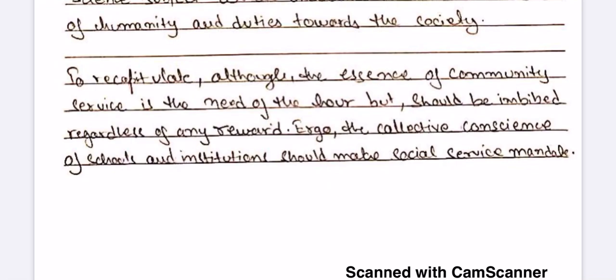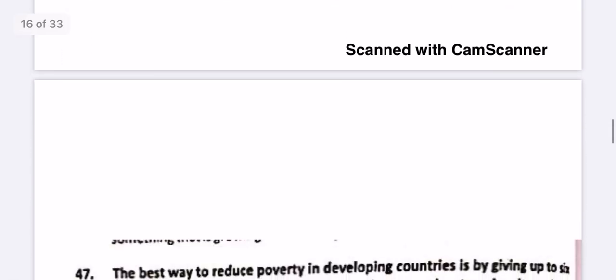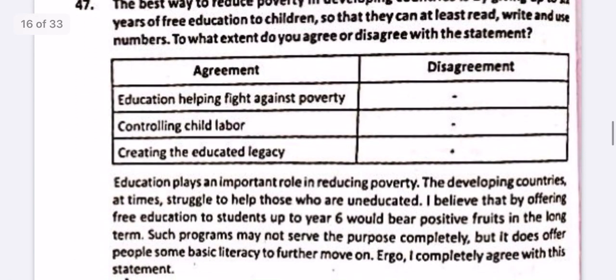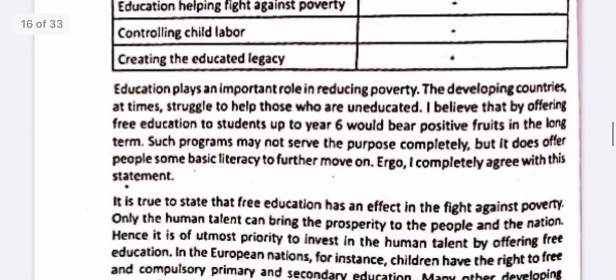So, to reiterate, although the essence of community services is the need of the hour, it should be imbibed regardless of any reward, ergo the collective conscience of schools and institutions should make social service mandatory. So, here are a few more examples in connection with the 'to what extent do you agree or disagree' type essay.